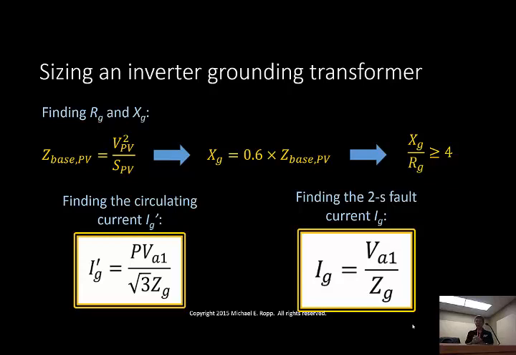So I still have to find those two currents. I need the fault current and the circulating current. How do we do that? And finding these is what most of that WPRC paper was all about.